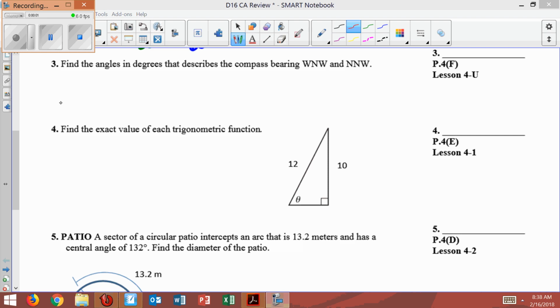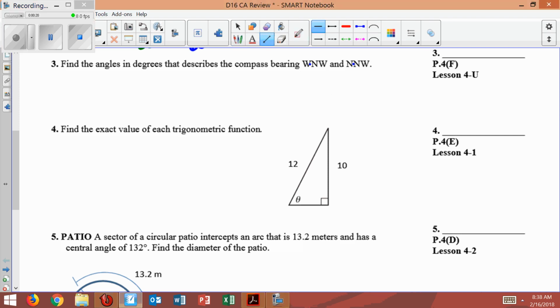Number 3, find the angles in degrees that describe the compass bearing west, northwest, and north, northwest. Now remember, the way we break these is we always start with a pole. So there's the first pole. That's why I know to break it there, why I said west, northwest, and why I said north, northwest.